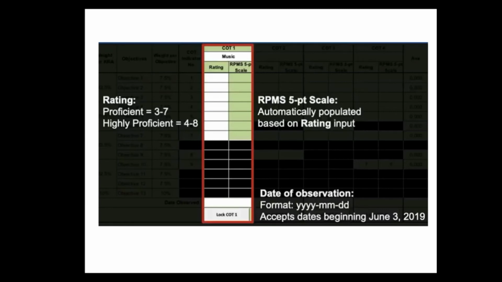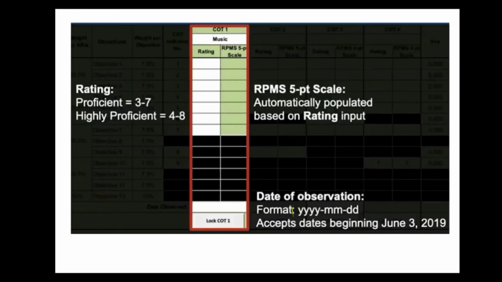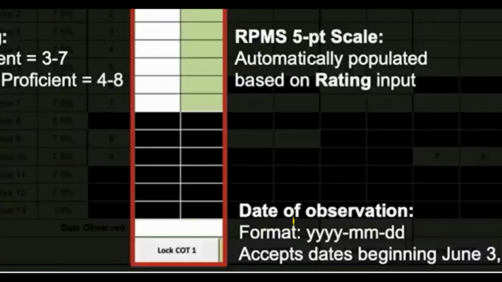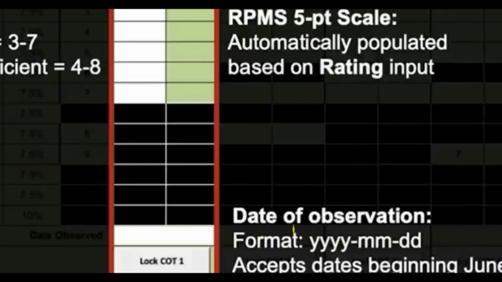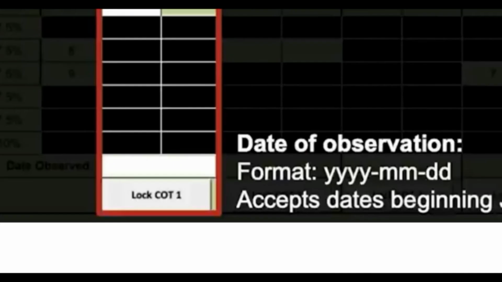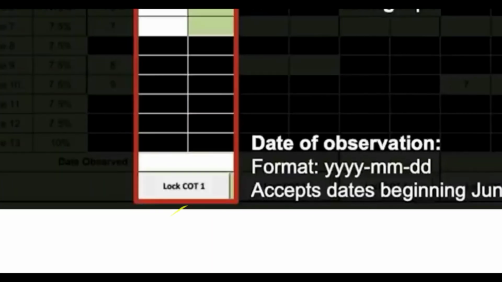Sa proficient po, it is between 3 to 7. Sa highly proficient, it's between 4 to 8. Upon encoding the ratings, an RPMS 5-point scale will automatically be populated based on the rating input. After doing that, after everything is ready, accomplished, all you have to do, or the rater will now put the date of the observation on the white cell. And then, lock COT. Click on lock COT1.